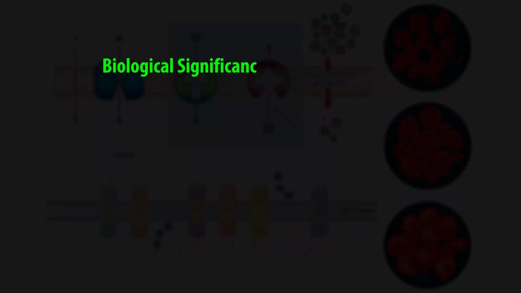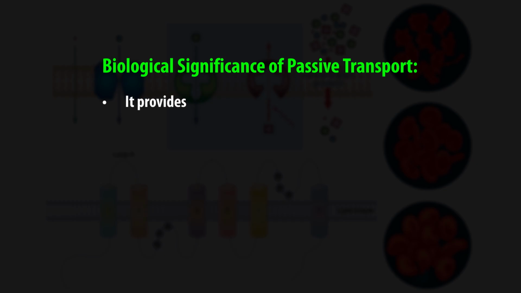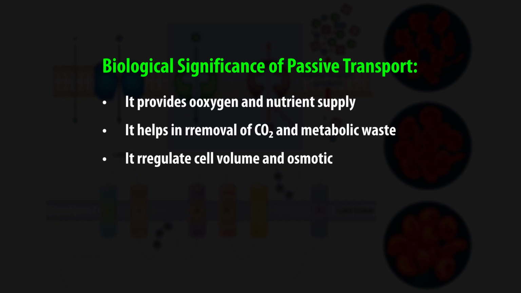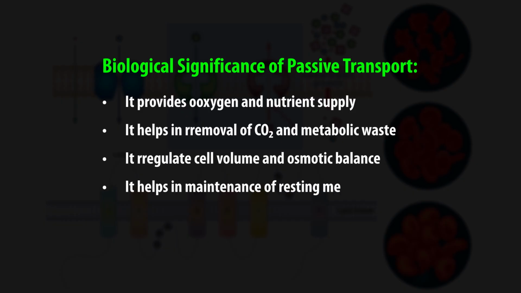Now we will see the biological significance of passive transport. It provides oxygen and nutrient supply. It helps in removal of carbon dioxide and metabolic waste. It regulates cell volume and osmotic balance. It helps in maintenance of resting membrane potential.